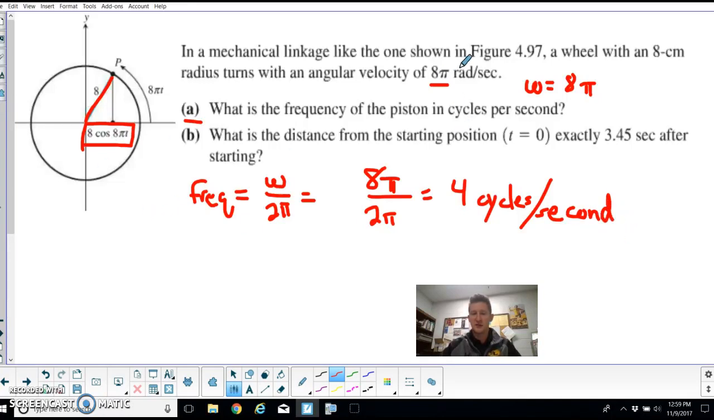Which should make sense if it's 8 pi radians per second. Remember, 2 pi radians would be a full circle. So 8 pi radians in a second means we're going to go 4 circles, which would be 4 cycles. Okay, so 4 cycles per second would be our frequency.